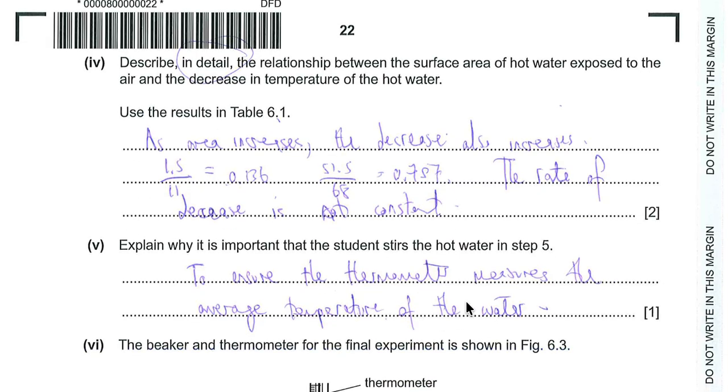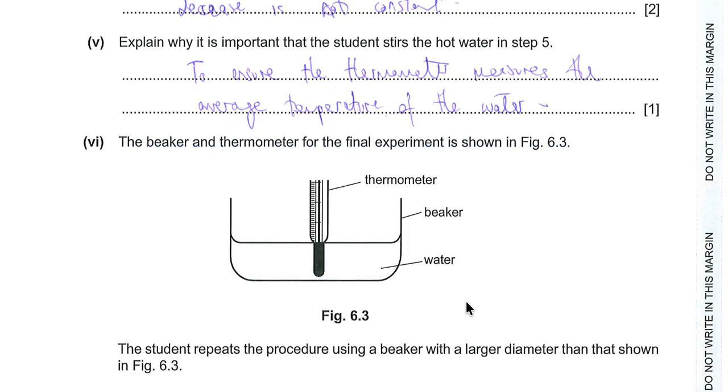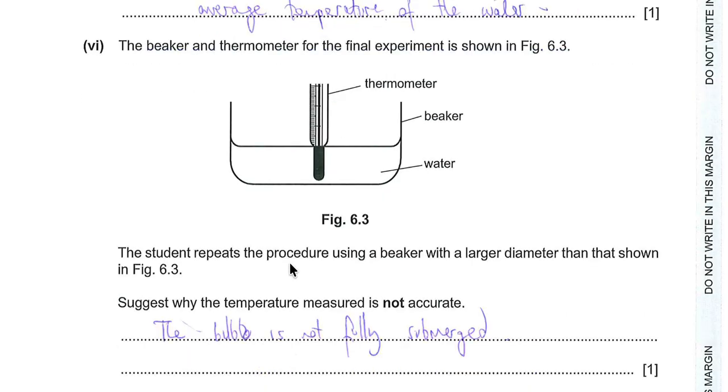Okay. Then we move down the beaker and the thermometer for the final experiment shown here. The student repeats the procedure using a beaker with a larger diameter. Suggest why the temperature is not accurate. Well, if you look here, we're at the point where our bulb, this little bottom bit of the thermometer, is poking almost out of the top of the water. If we were to go any bigger, then the bulb would not be fully submerged in the water. So therefore our temperature is not going to be accurate because it's not measuring the temperature of the water, it's measuring the temperature of the air as well.